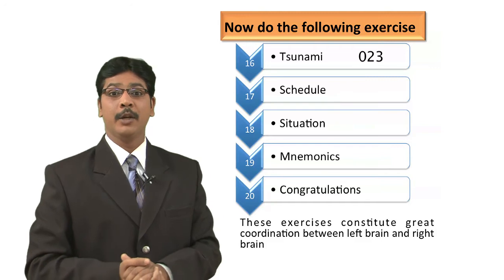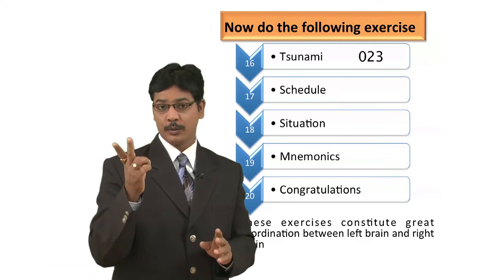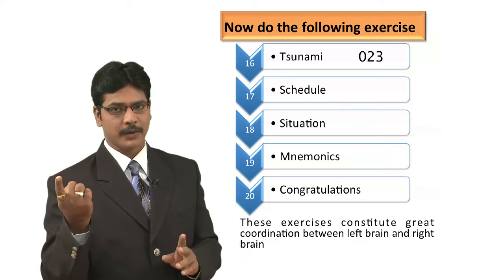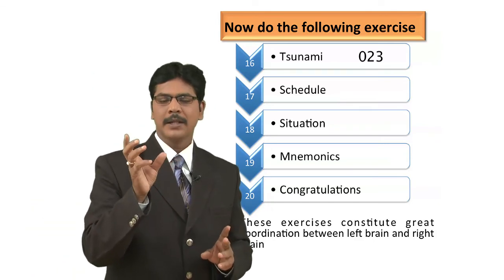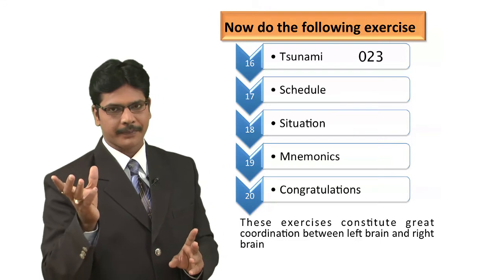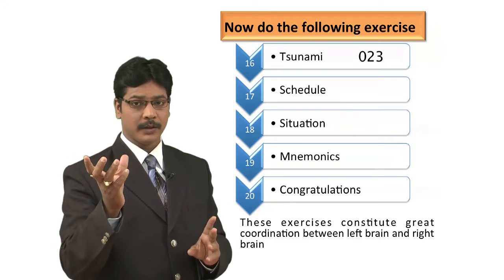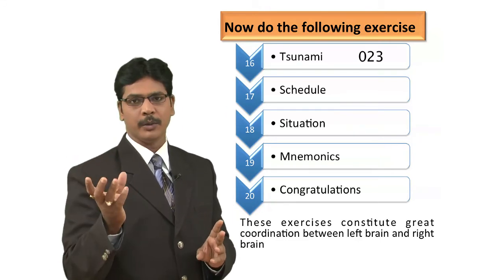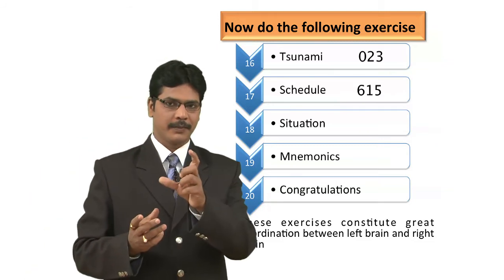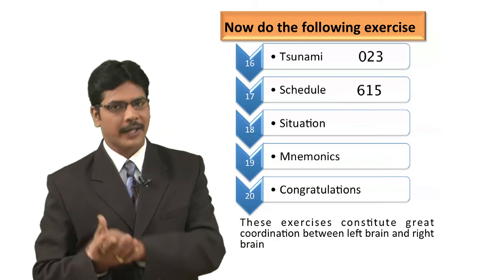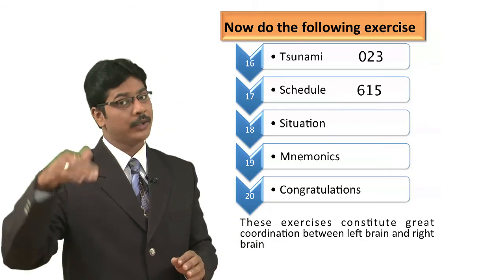Next it is schedule. I told you that there are two pronunciations of schedule. I'll first give one. If I take the first pronunciation, 0715. If it is the other pronunciation, 615. See, if we take that pronunciation, it's 615. That's also correct. That's the answer, okay.